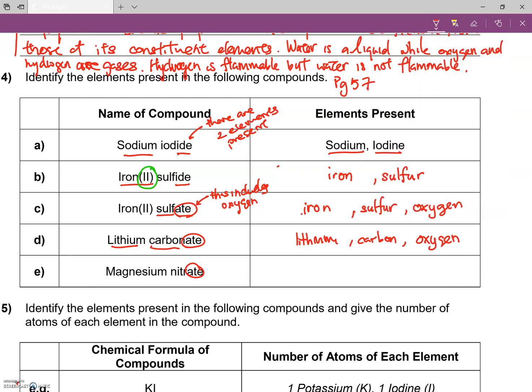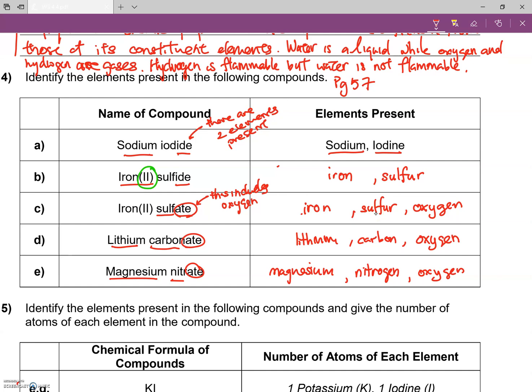Okay, next part, magnesium nitrate. Once again, got the ATE, so it has oxygen within it. Now, nitrate, NITR. What does it remind you of? It actually reminds you of nitrogen. So it's very important to know your elements in the periodic table, get a hang of it, know what they are. And last one, magnesium. Okay, so this will be your three elements for magnesium nitrate.